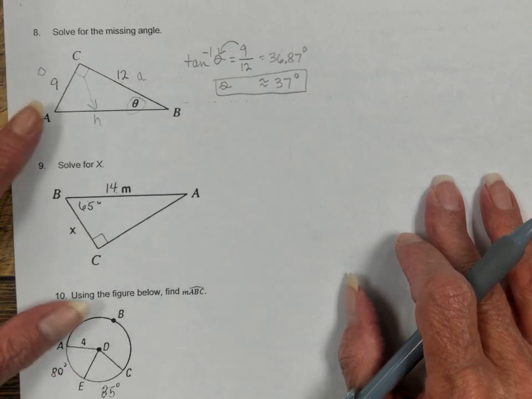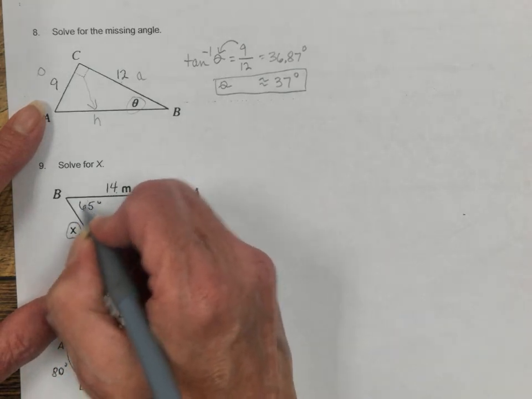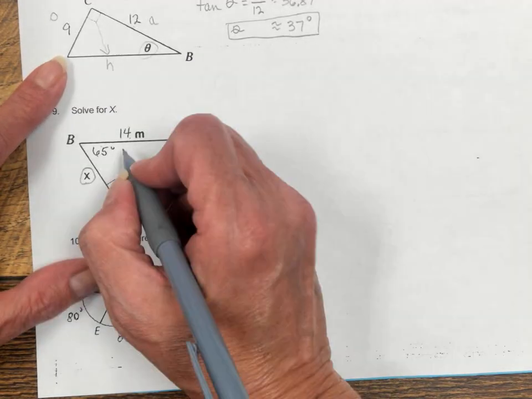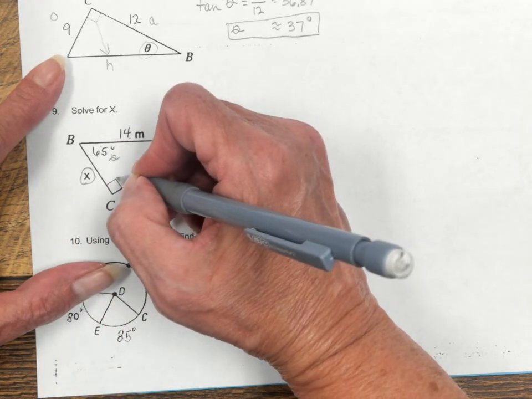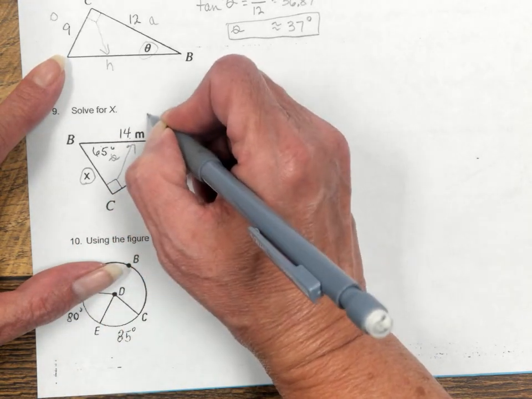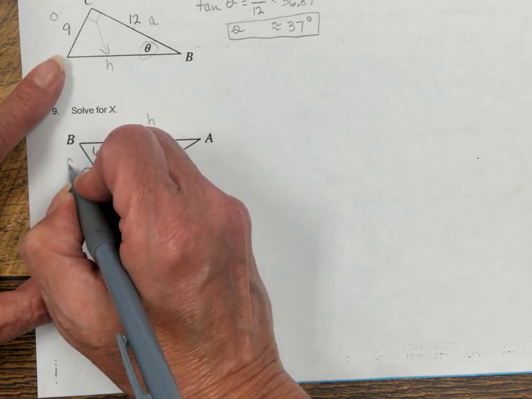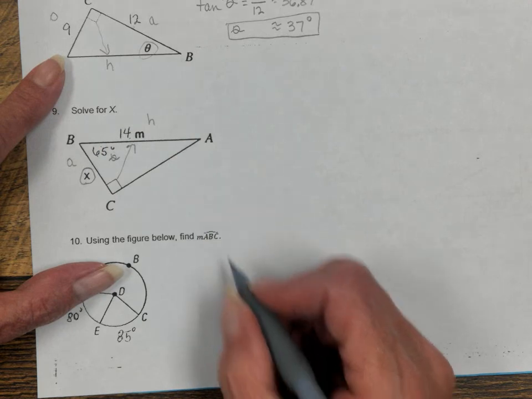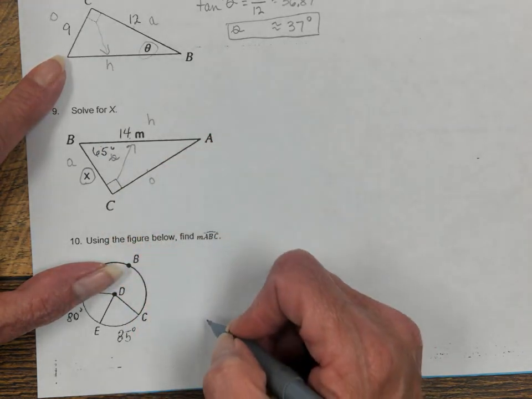Okay, next one. Solve for x. X is over here. We got an angle of interest. I'll label it as theta. Across from my right angle is the hypotenuse. Attached to theta, but not the hypotenuse, is adjacent. And across from the angle of interest is the opposite.